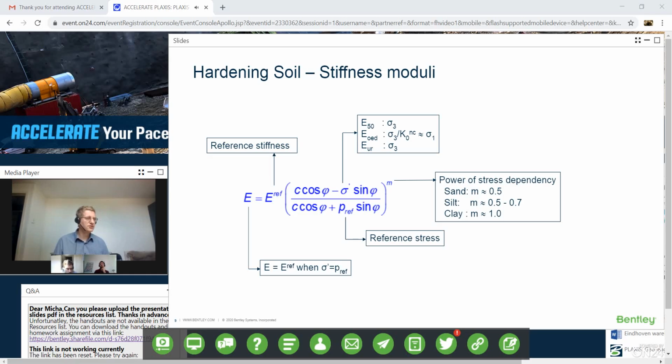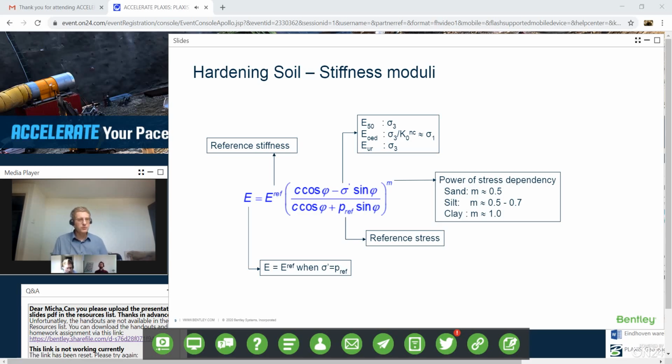If M is 1, the relation is linear. And for clays, this is a pretty good estimate. For clays, this M is indeed 0.9 to 1. For sands, it's more like 0.5, which means that the stiffness increases as a square root of the stress level. For silts it's 0.5 to 0.7. If you have a sandy clay or a clayey sand, you end up somewhere between the 0.5 and 1.0, depending on how much sand is in there or how much clay. For certain sands, it could even be slightly smaller than 0.5, like 0.4.